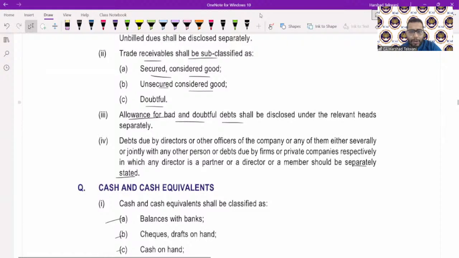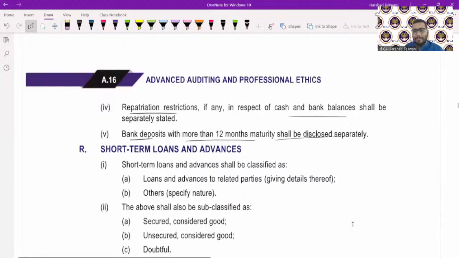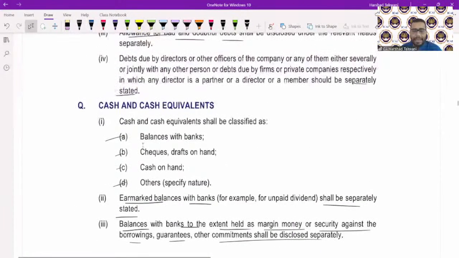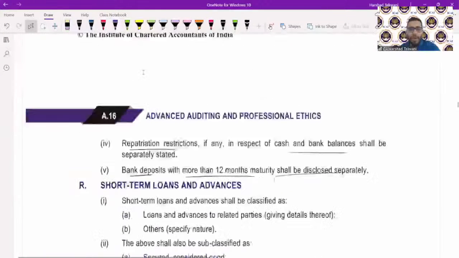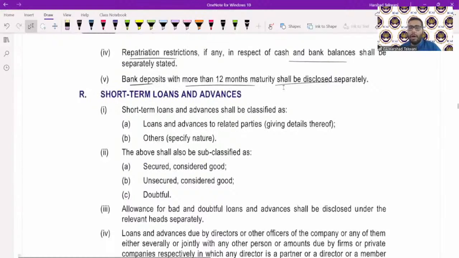Bank deposit with more than 12 months. Okay, point number 5, this one. Bank deposits with more than 12 months of maturity shall be disclosed separately. It means that if a bank deposit has more than 12 months maturity, you are required to disclose it separately, other than these items: balances with bank, checks, drafts on hand, cash on hand, and other. So when I say other, you need to disclose it as a bank deposit of more than 12 months and when they are getting matured. Okay, that's point number 5. I hope I'm clear.